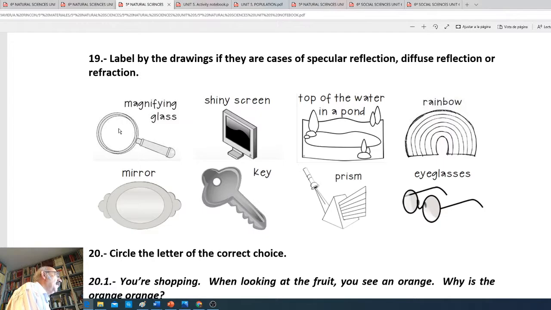And can you see any other object here that is another example of refraction along with a magnifying glass? Any other? Maybe the shiny screen, or a prism, or a key, or eyeglasses, rainbow. What do you think? Not specular, Miguel, not specular. A magnifying glass is an example of refraction because you can see through the object.